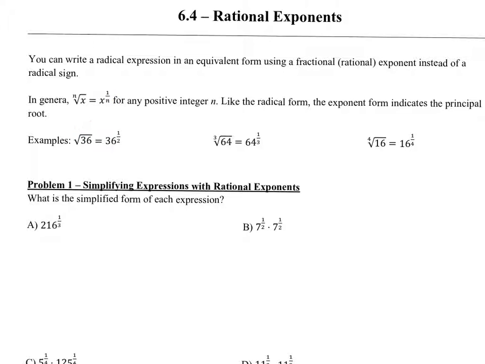Example, the square root, if there's no number, remember, it's always a 2, is 36 to the 1/2. Cubic root would be like 64 to the 1/3. Fourth root would be 16 to the 1/4. So if I'm simplifying this, you want to do your factor tree and do your prime factorization first. So if I'm going to do my factor tree, first two numbers I can do are 2 and 108. And then keep doing my factor tree.